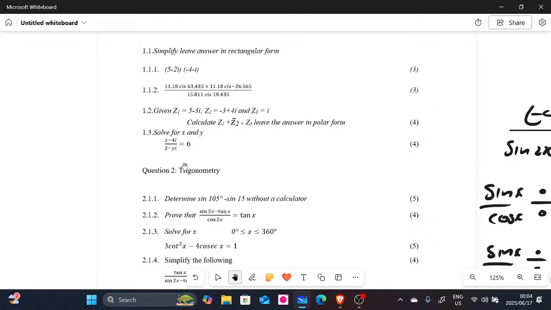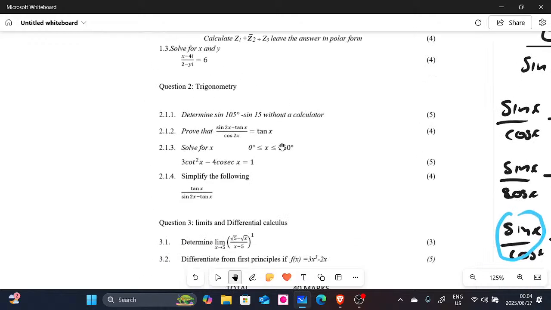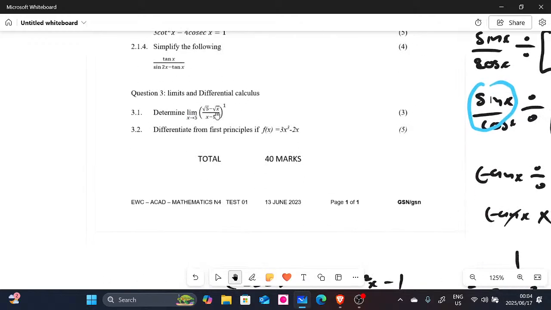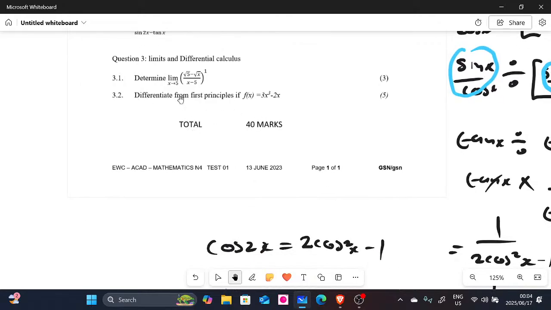And then 1.3, you are solving for x there. And then question 2, we just did question 2. And then question 3, it's limits. This time around we gave you this one here, and the last one, it's similar. You have to use the first principle, guys, right?